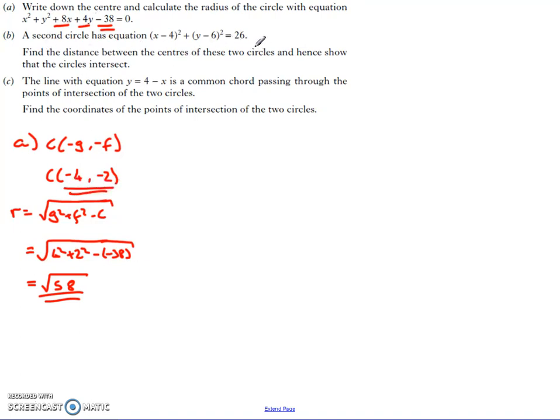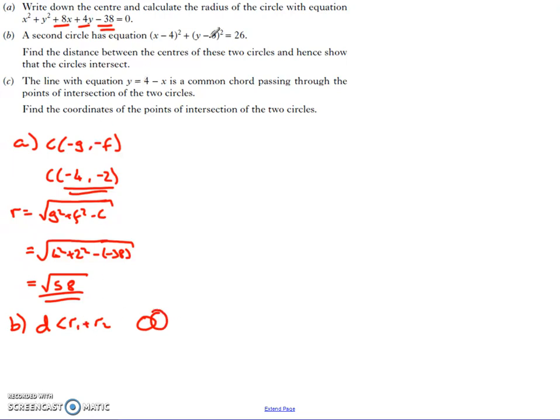Second part, I've got a circle here with its equation. I want to find the distance between the centres of these two circles and show they intersect. Now remember, for the two circles to intersect, D, the distance between the two centres, has to be less than the two radii added together. If this is the case, they intersect at 2 points somewhere along the way, and they look something like that.